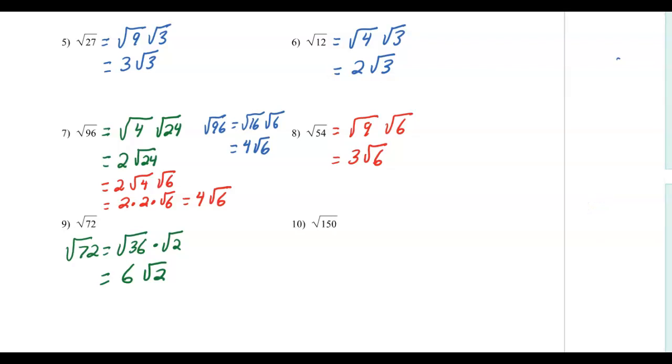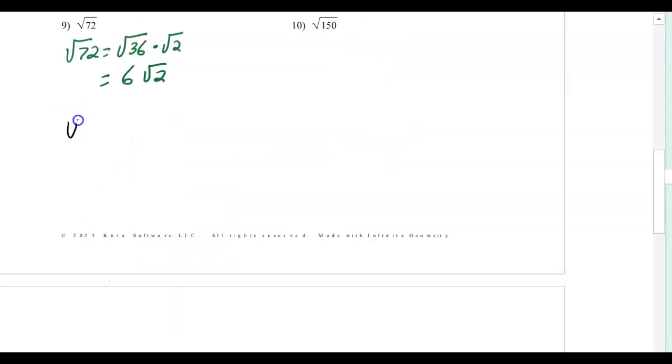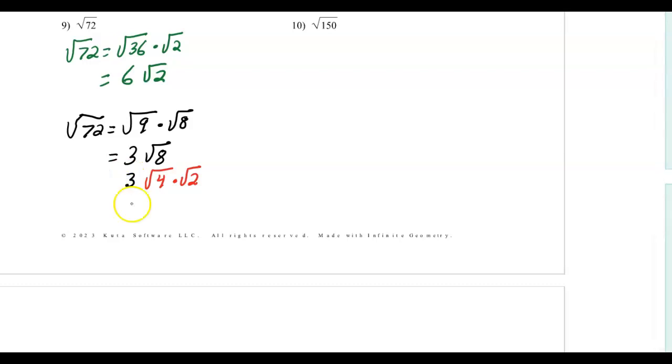Some people in class did not do that. They thought of square root of 72 as 9 times 8, which is 3 square root of 8. But then as we discussed in class, square root of 8 is the square root of 4 times the square root of 2, and I need to copy down the 3. And then this becomes 3 times 2 times 2, which is still 6 square root of 2.